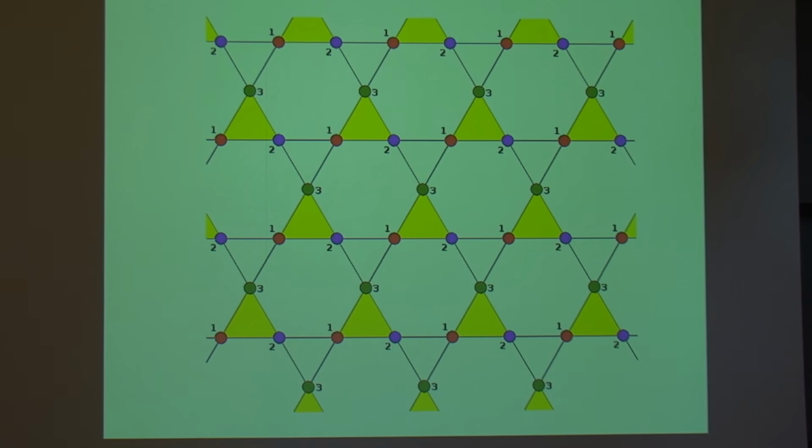This is what a Kagome lattice looks like. It's described to me as kind of being based on a Star of David, overlapping structures like that.